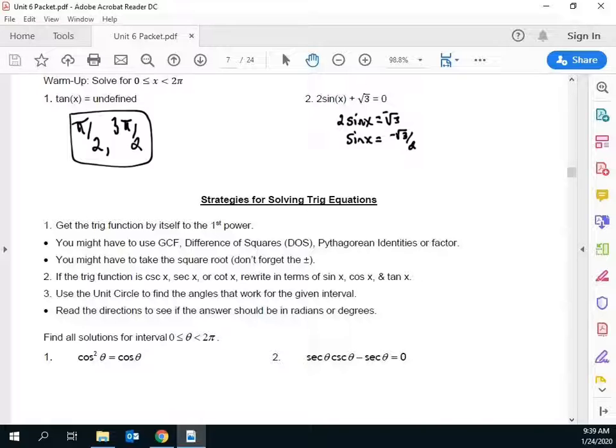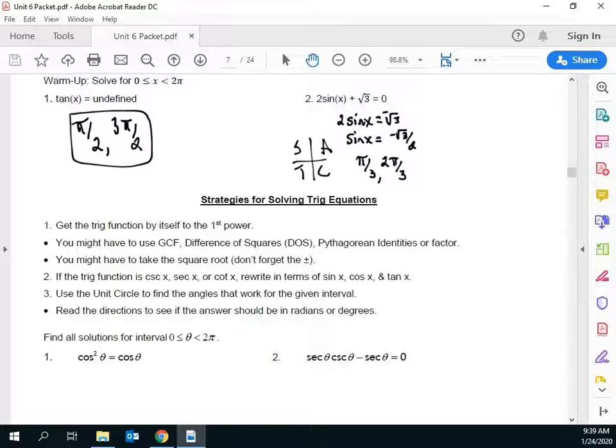Okay. Where did you find that out to be? Pi over 3 and 2 pi over 3. Pi over 3 and 2 pi over 3? Okay. Where's pi over 3 located? Okay. So the square root of 3 over 2 is negative.